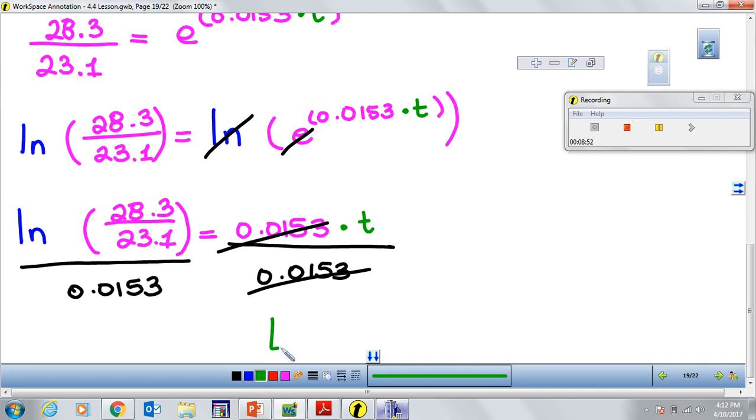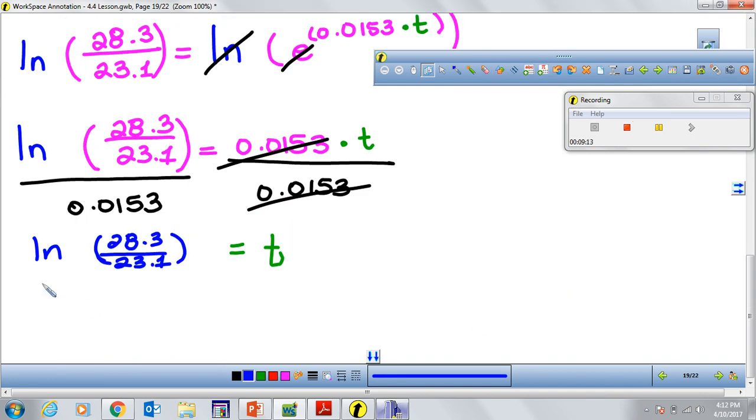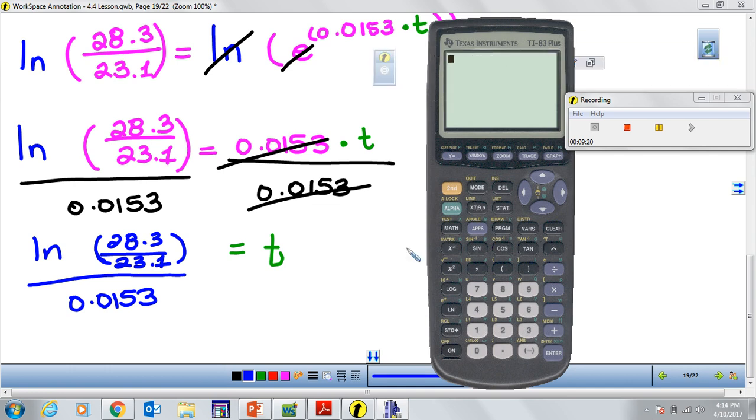And so the time is going to be equal to dividing this fraction over here. You're going to put in the calculator natural log of 28.3 over 23.1, all this divided by 0.0153. So you put it in the calculator exactly the way that you see that I'm writing it here on the screen. The natural log of 28.3 divided by 23.1, you close the parenthesis, and then you divide that by 0.0153.